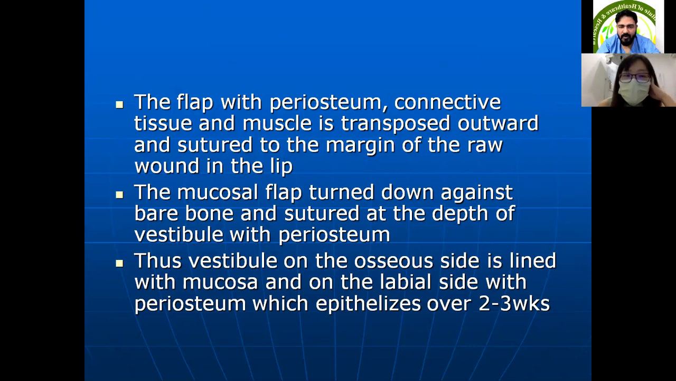Okay. Then the mucosal flap is turned down against bare bone and sutured at the depth of vestibule with the periosteum. In Kazanjian technique, the flap was taken away from the lip side. Now it is taken away from the bone side in lip switch technique. Okay.